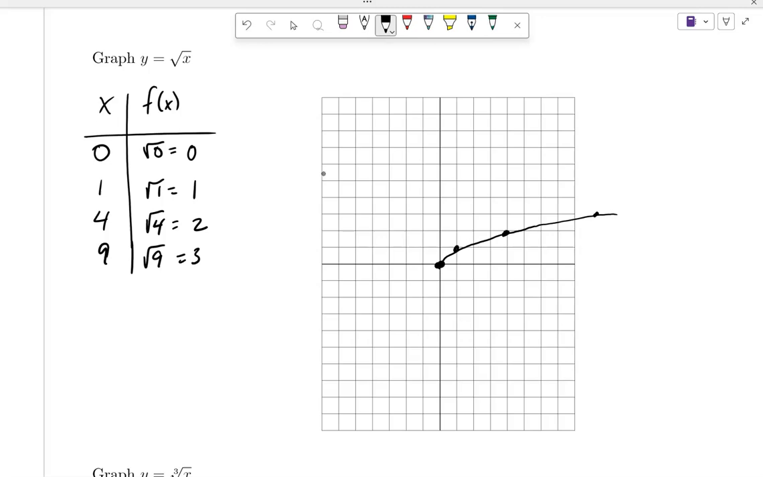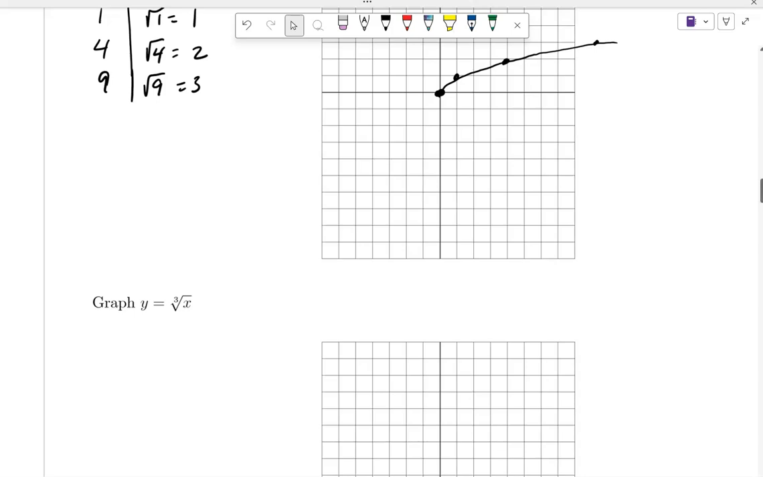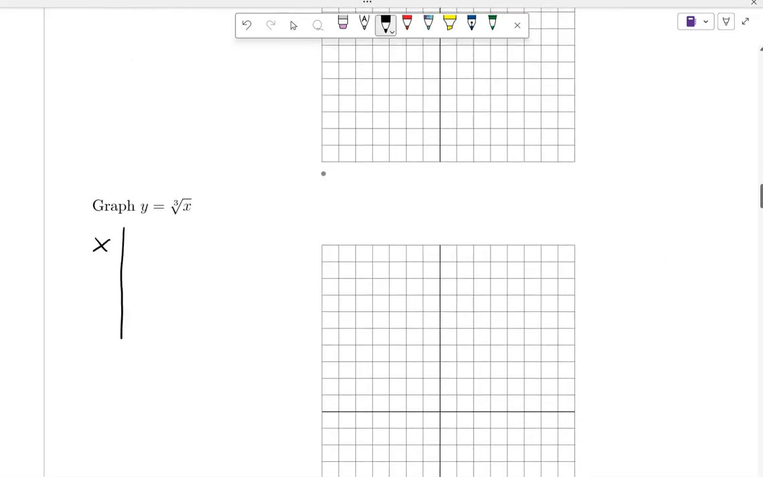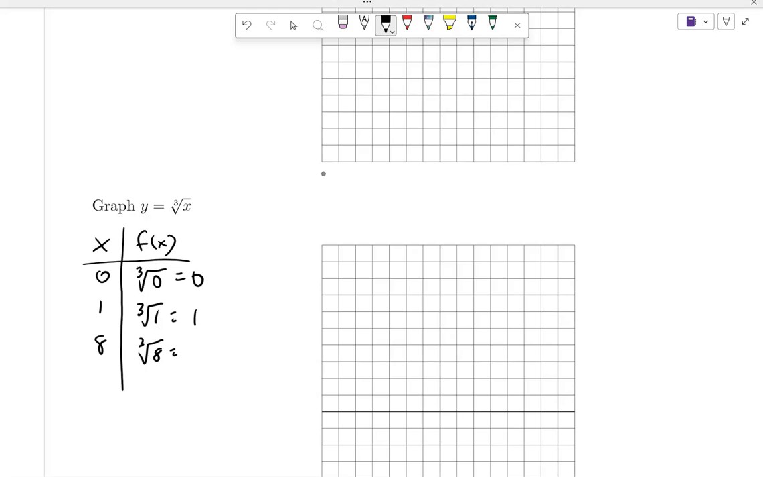All right, let's do this versus cube root of x. Again, I'll pick a few values that are good to start with. I'll put 0, 1, and 8. Cube root of 0 is 0. Cube root of 1 is 1, and I picked 8 because cube root of 8 is 2, right? I'm clever like that.